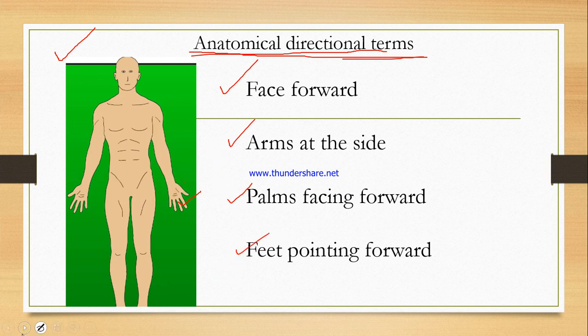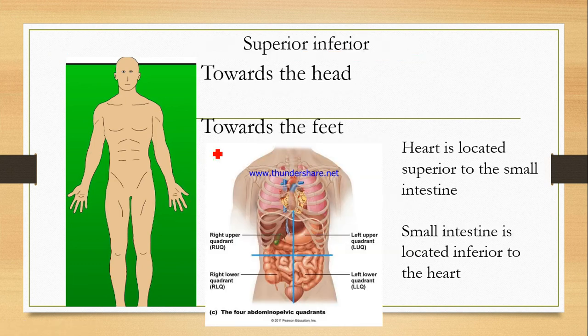So with this consideration, we should predict the anatomical directional terms. Okay. So first is superior and inferior. Superior means it is towards the head. Okay. And inferior means it is towards the feet.